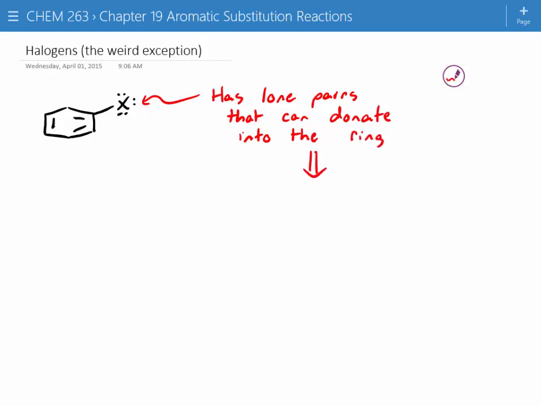Which means that it's going to be an ortho-para director. So in this case, the inductive effect of halogens makes them weak deactivators, but they are still ortho-para directors. That means if we have an electrophilic aromatic substitution, it's going to occur in the ortho or para position, even though chlorine is a deactivator.